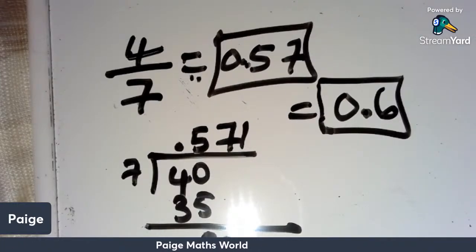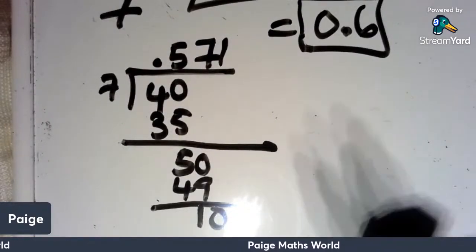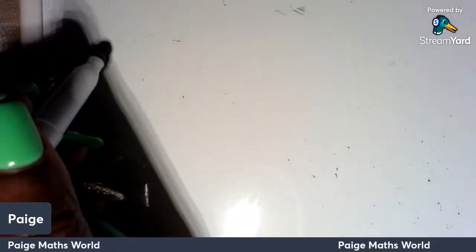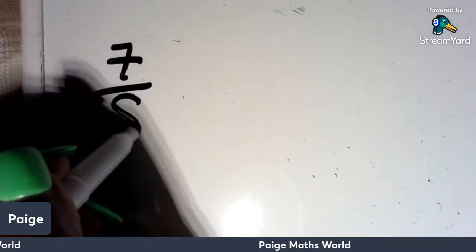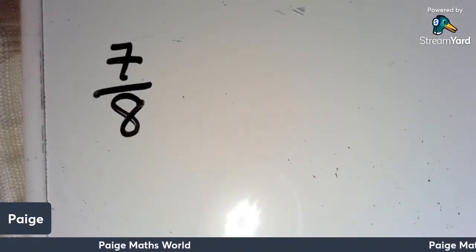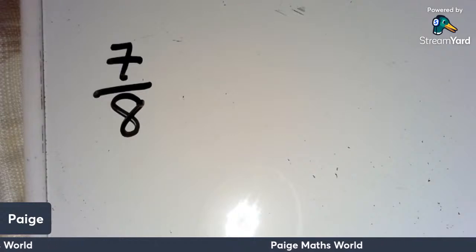All right, do you guys want one to try and then you get your homework? One more to try? So let's use 7 upon 8. What is that as a decimal? Giving you guys 40 seconds.